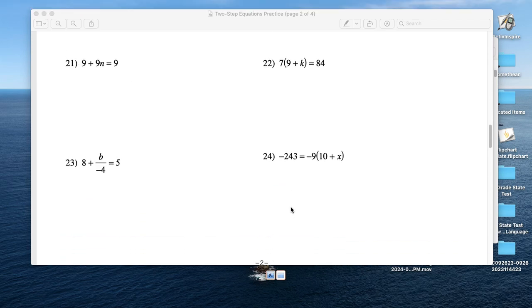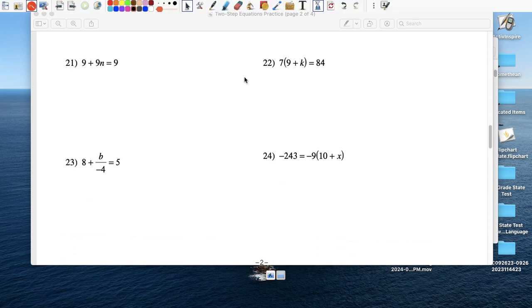22. Okay, 22, before we do this, to see what's going on, we have to do the distributive property. This multiplies this, and this multiplies this. We have to get rid of the parentheses. 7 times 9, they're both positive, great, so that's 63. And 7 times k, they're both positive, makes life easier. So plus, and 7 times k is just 7k.